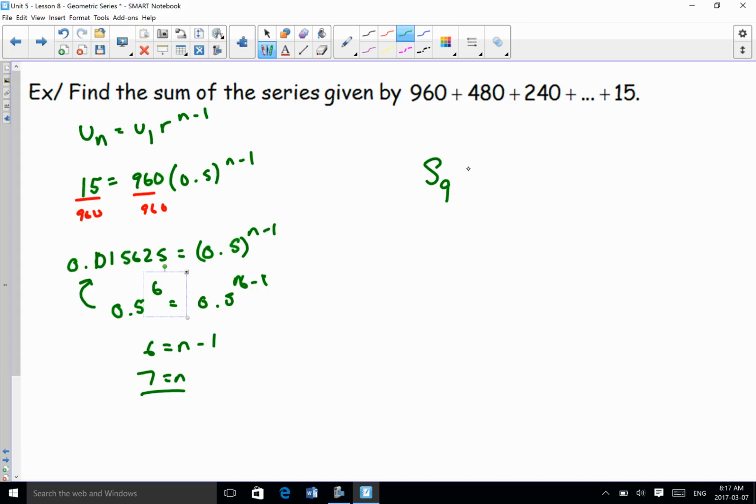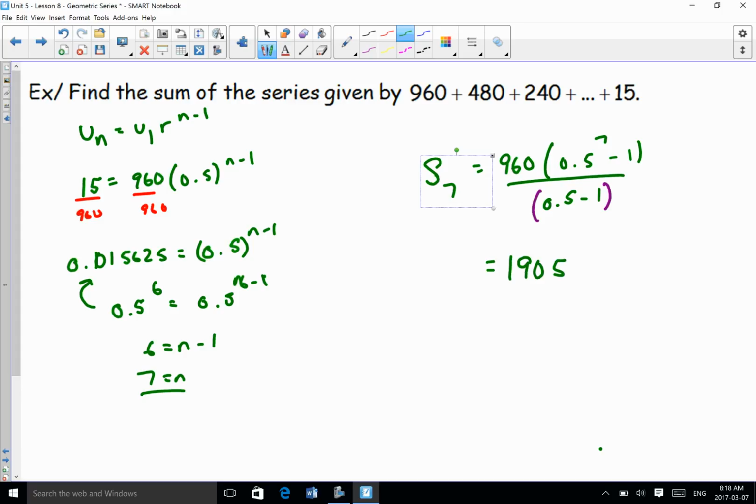S? Oops, not S9. S7. So we'll get u1, 960, times r, 0.5, to the power of n is 7, minus 1, over 0.5 minus 1. Okay, this time I'm going to use my calculator for the whole thing, remembering to put brackets around the bottom part, or think of it as just the number negative 0.5, that'll work too. And it comes out to 1905. There's our equation.